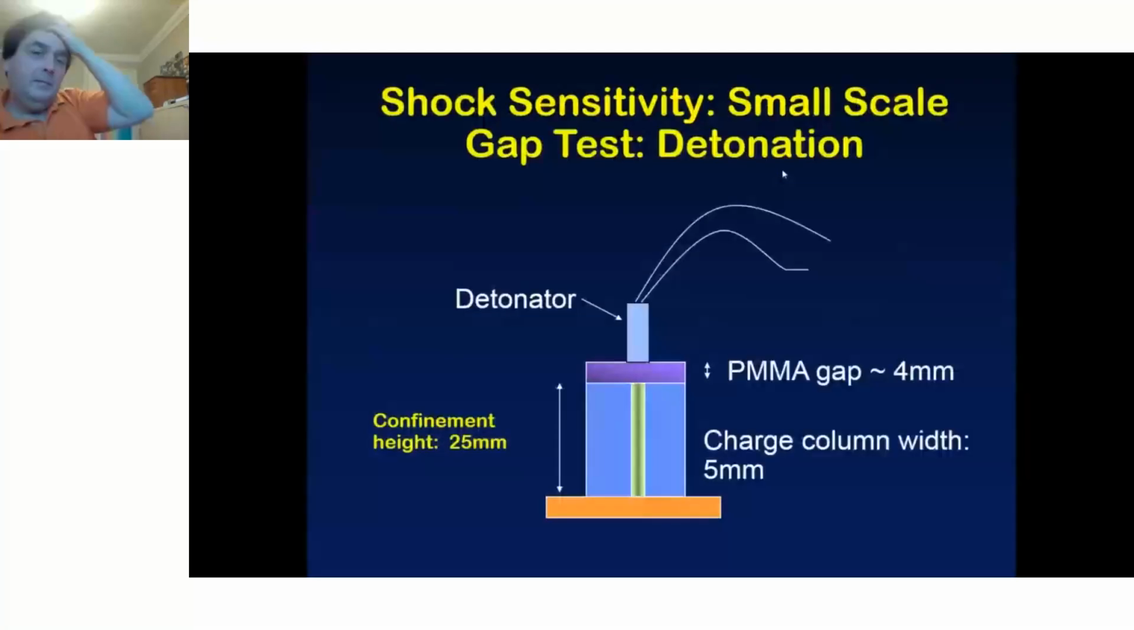In this one, we then move on to shock sensitivity. So we've done impact ignition, we've done deflagration to detonation transition. So we'll now do some shock sensitivity using a small-scale gap test. Gap tests are used quite widely in safety. This is a particularly small-scale version that we've used for many years, where we have a perspex confinement and a solid block of PMMA on the top, and then a detonator off of that.